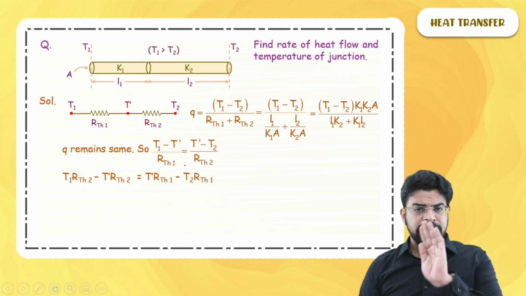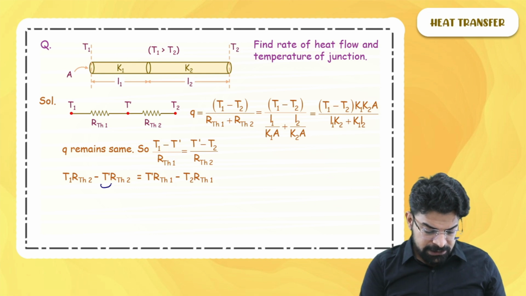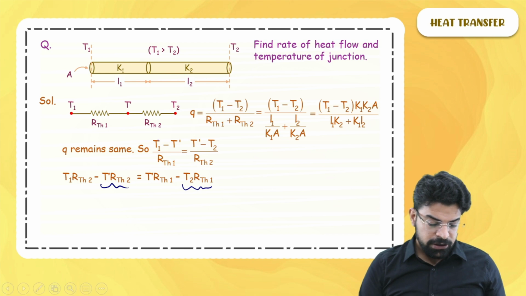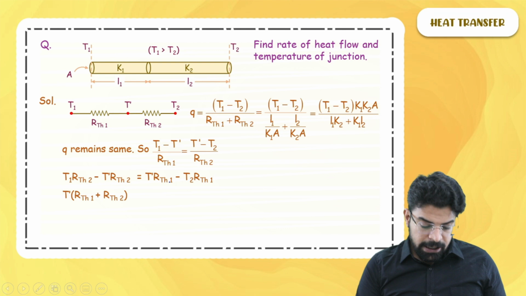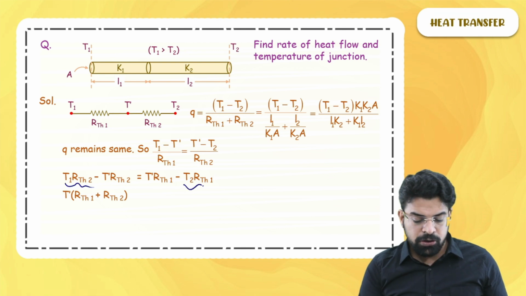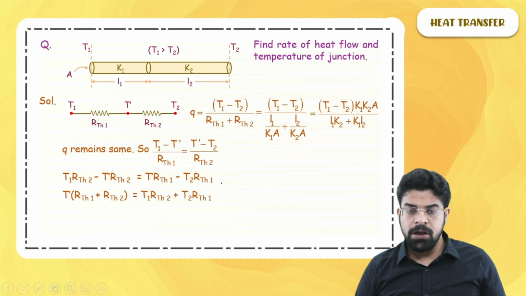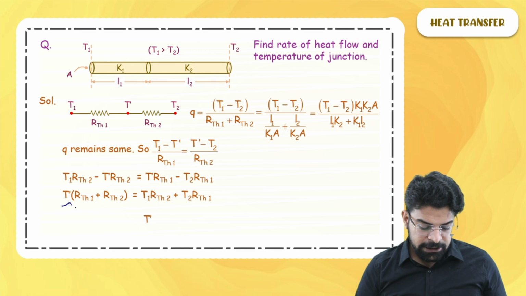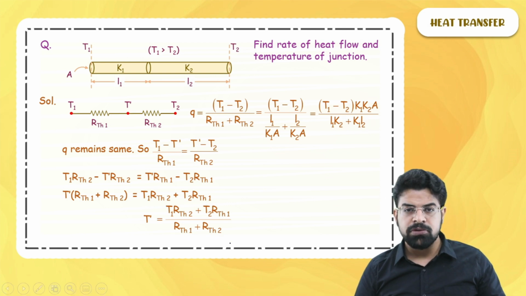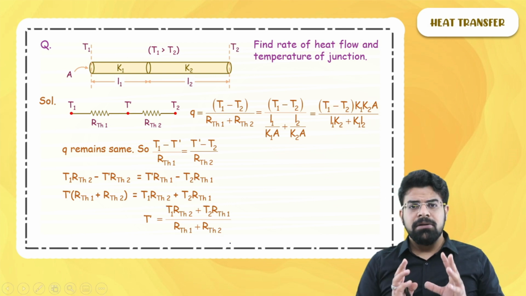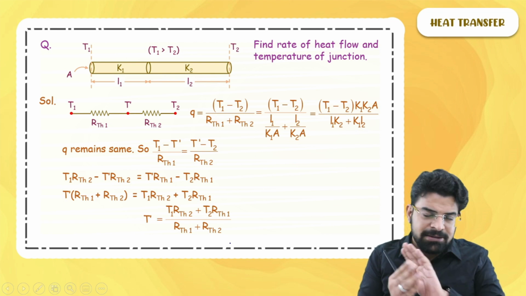Bring the term of T dash to one side. So bring this term of T dash to the right and this term of T2 R thermal 1 to the left. So you will get T dash times (R thermal 1 plus R thermal 2) equals T1 R thermal 2 plus T2 R thermal 1. So you can say the temperature of the junction has to equal (T1 R thermal 2 plus T2 R thermal 1) upon (R thermal 1 plus R thermal 2). Not at all a difficult thing, but it looks big. It's an easy operation.